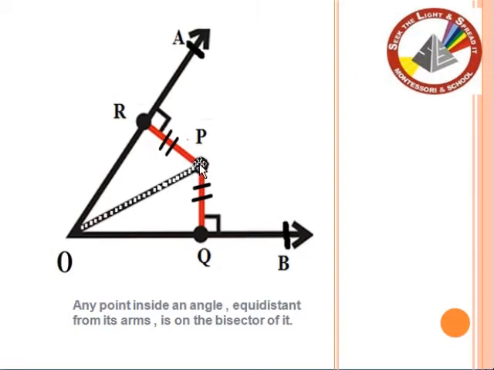It's given in our theorem statement that P is at the same distance from this ray OA, and it is at the same distance from this ray OB. It means the line segment PR is equal to the line segment PQ. This sign shows the equality of these two line segments. In construction, we will join this point P to the vertex O.